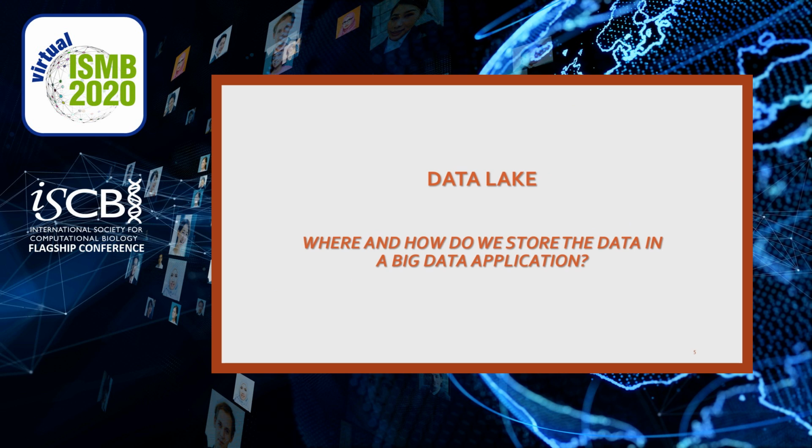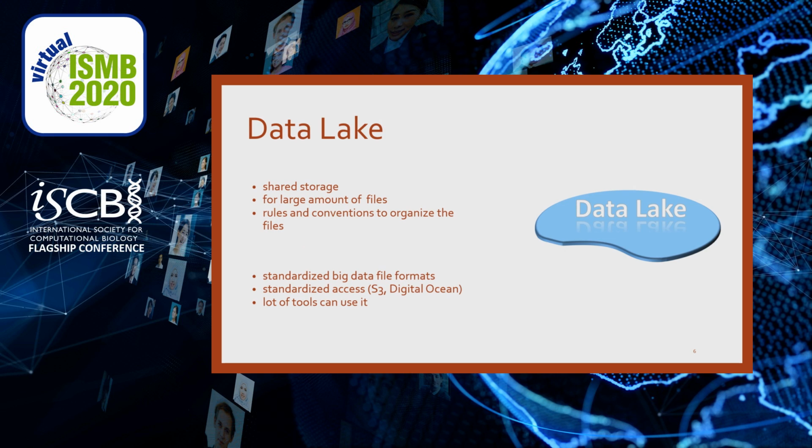But what is the data lake, where and how do we store data in a big data application? In a general way, a data lake is a system or a repository for data stored in its natural raw format, usually object blobs or files. It has shared storage for a large amount of files. What's more, it has really specific and unique rules and conventions to organize these files. Furthermore, it uses standardized big data file formats, for example JSON or ORC, which is the optimized row columnar format. And the main point is that a lot of tools can use it worldwide.